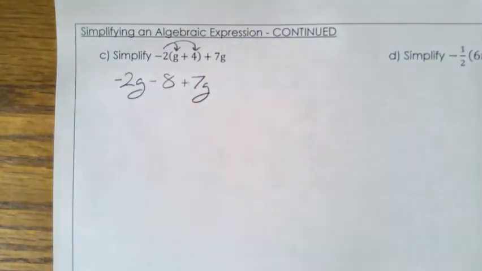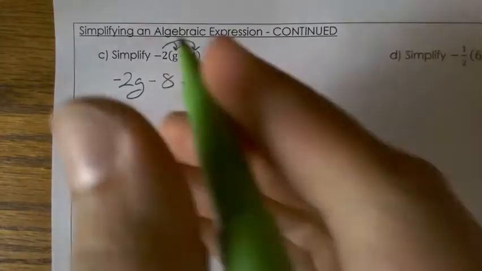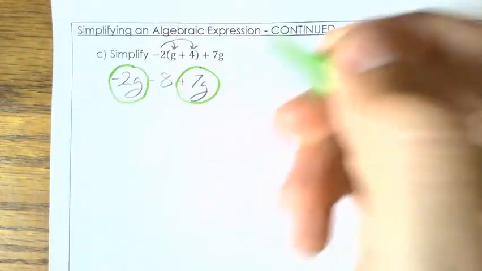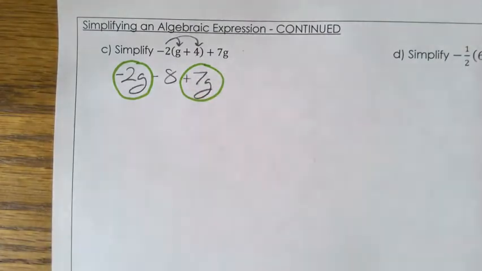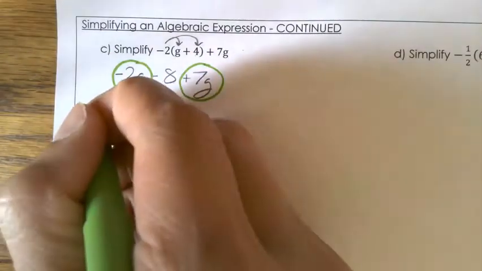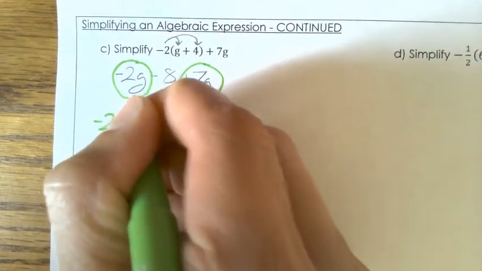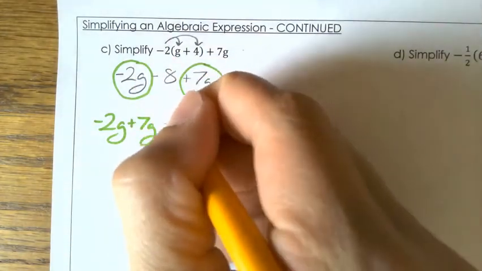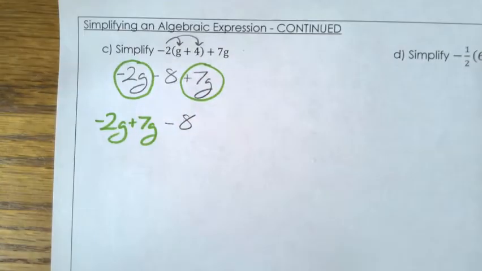Now we can proceed like normal. Let's find our like terms. Well, the first one is a -2g, and here's another one that has a g. And then we have a little -8 that doesn't have any like terms to go with it. So let's rearrange these, -2g and +7g, and then bring down our -8.